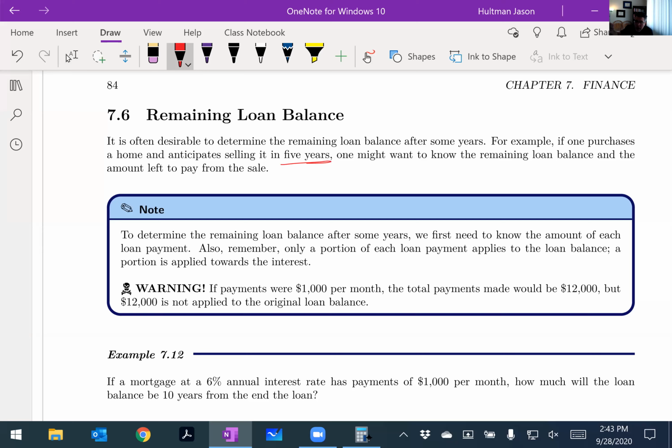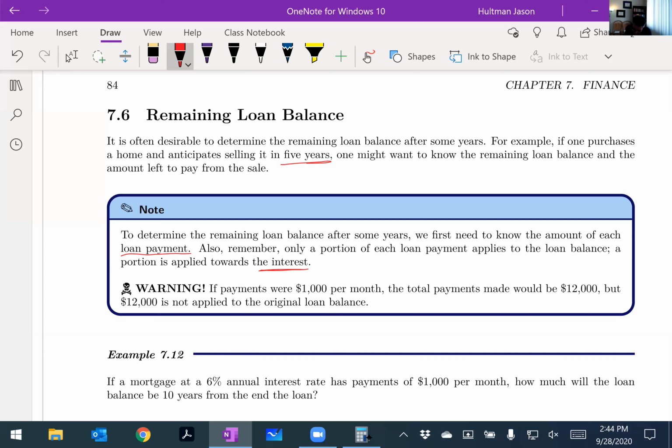So how much have I already paid and how much is left over that I'm not going to get out? Okay, to determine the remaining loan balance after some years, we need to know the amount of each loan payment. Also remember, only a portion of each loan payment applies to the loan balance. A portion is applied towards the interest, which is money you'll never get back out.